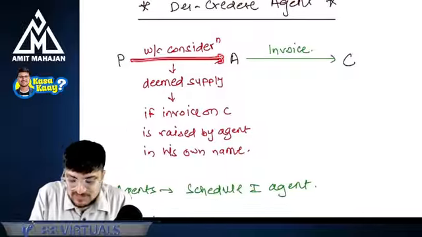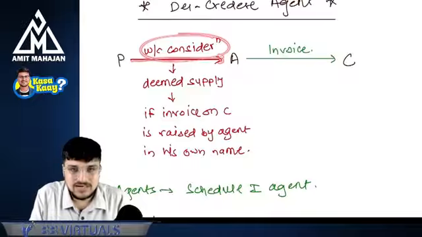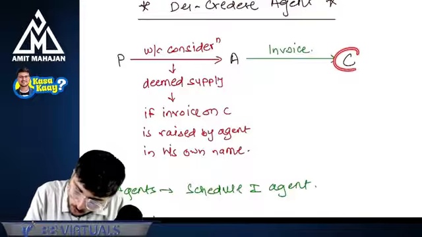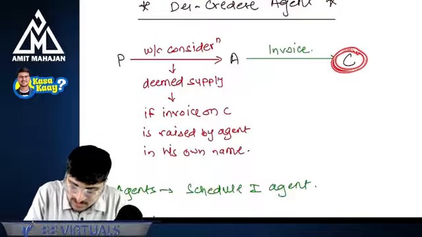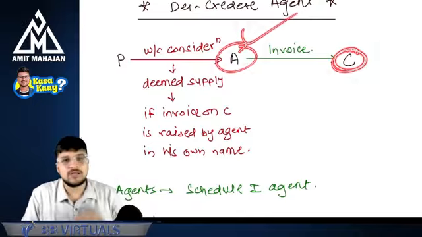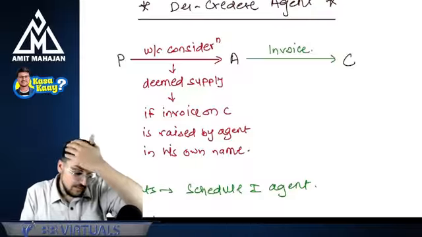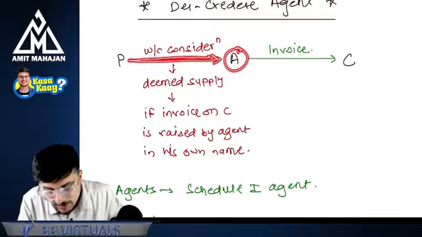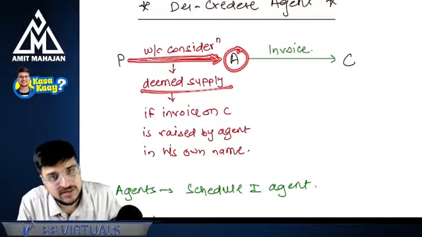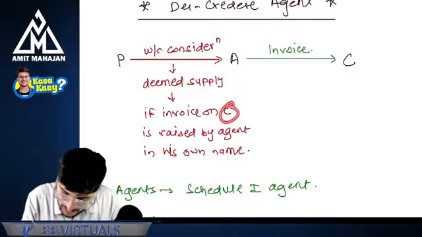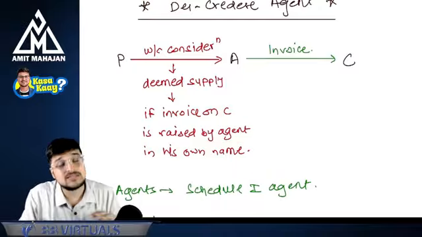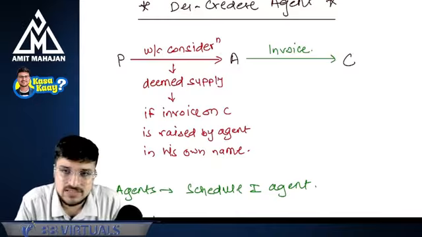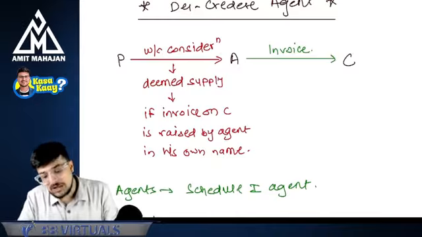Principal to agent, whatever supply is made without consideration will be considered as deemed supply if the invoice on the customer has been raised by the agent in his own name. Again, when the principal is making a supply to the agent, it will be considered as deemed supply even though it is without consideration, if the invoice on the customer is raised by the agent in his own name. This is the normal definition of agent, the normal provisions of principal agent relationship. Correct? Okay.